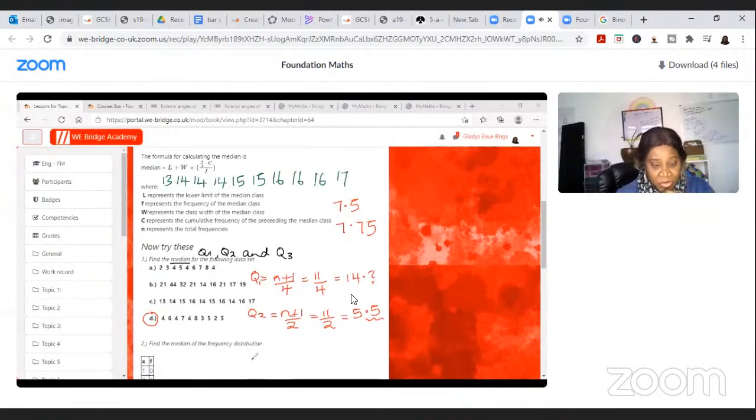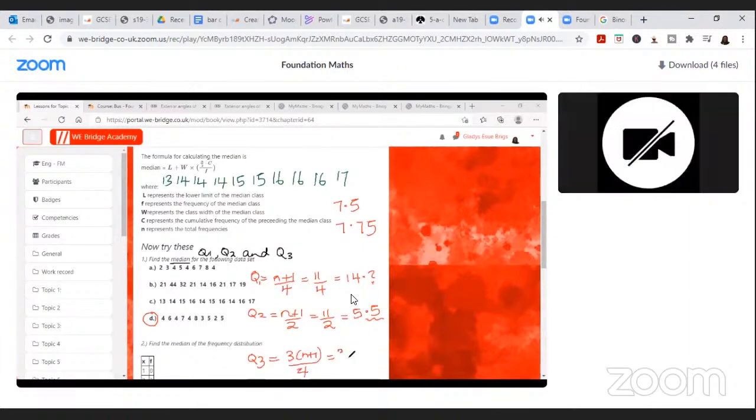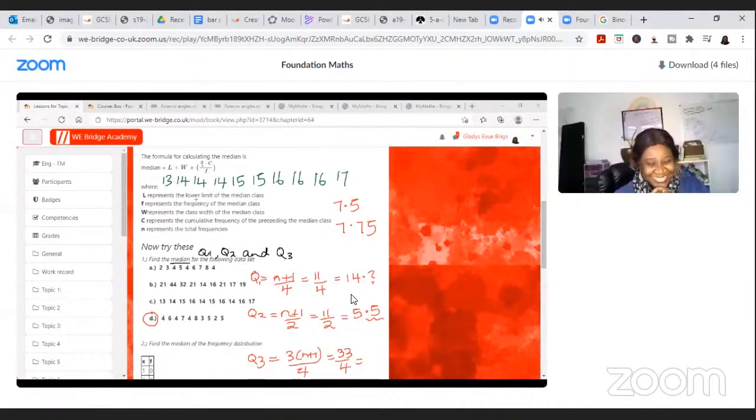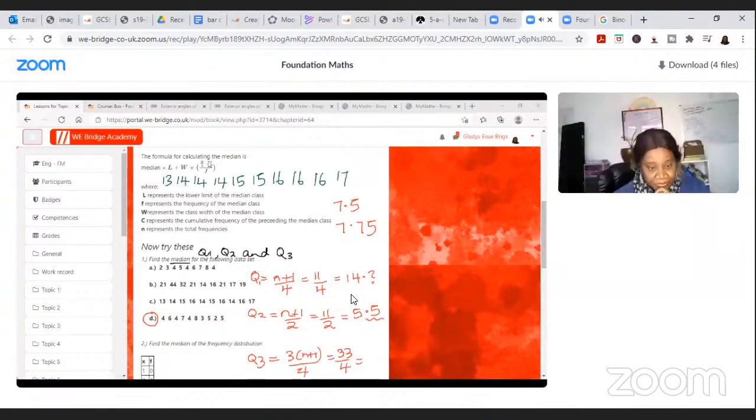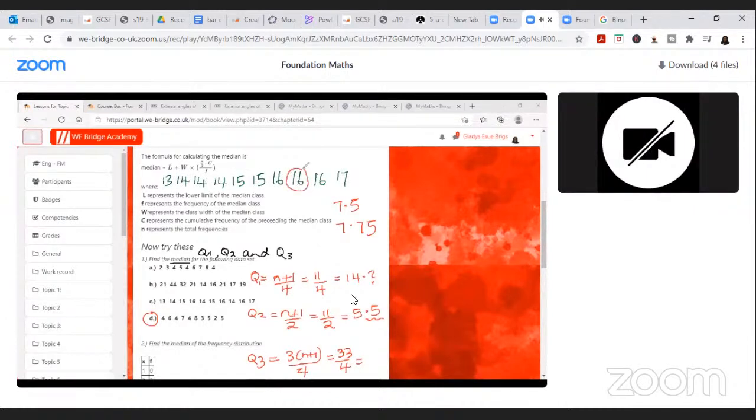Okay. Q3 would then be, so this one will be 14, yeah. Q3 would then be equal to 3 times (n plus 1) over 4, and that is 3 times 11 over 4. 33. Yeah. Did you do that one? Yes, equal 8.25. So what is 8.25 then? 16. So 1, 2, 3, 4, 5, 6, 7, 8. It's going to be 16. But it's not going to be 16.